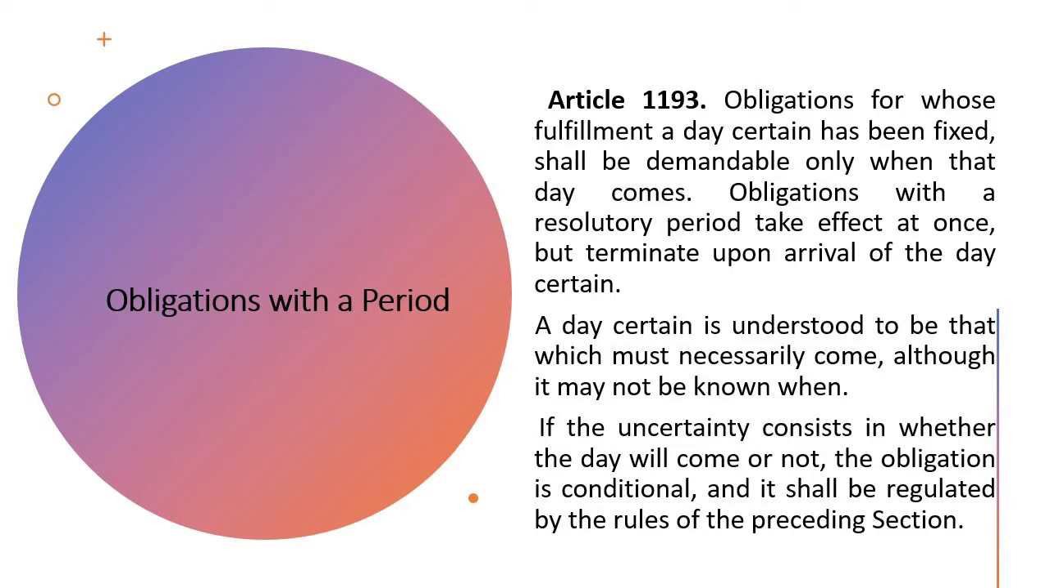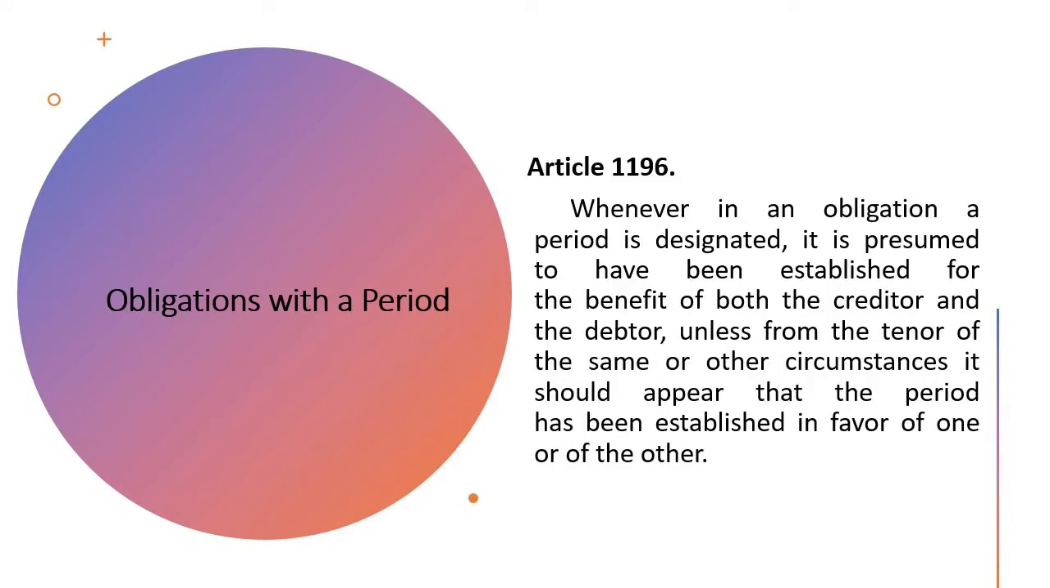If the uncertainty consists in whether the day will come or not, the obligation is conditional, and it shall be regulated by the rules of the preceding section. Under Article 1196, whenever in an obligation a period is designated, it is presumed to have been established for the benefit of both the creditor and the debtor, unless from the tenor of the same or other circumstances it should appear that the period has been established in favor of one or of the other.